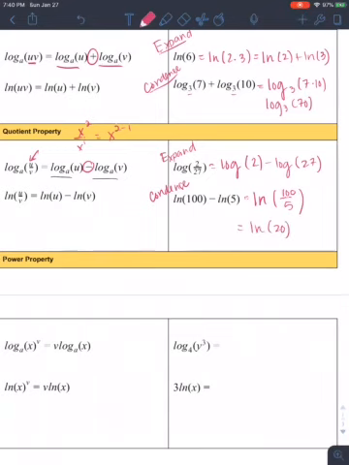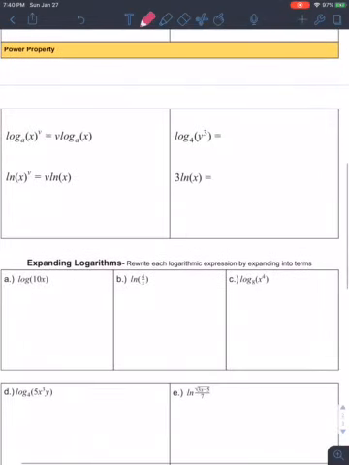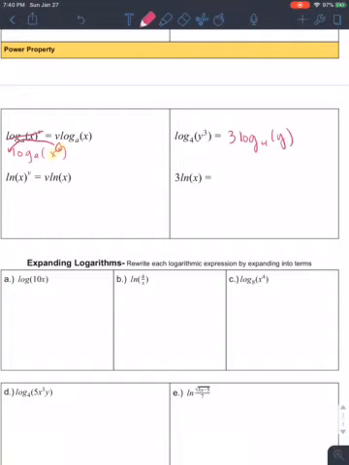Okay, last property is the power property, excuse me. You probably have seen this one before. So I don't like the way this one's written. We're going to rewrite it. The log base a of x to the v power. So when your input is being raised to a power, we can take the power and put it in front. So this would be 3 log base 4 of y.